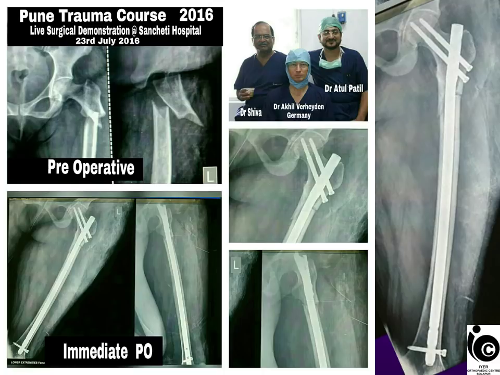This was a demonstration I did in Sancheti Hospital during the Pune trauma course in 2016. There was a narrow medullary canal. You can see because I have taken the piriformis fossa entry, I am able to insert an 11 millimeter nail without any problem. If I had taken a tip of the trochanteric entry, probably I should have been satisfied with passing a 9 millimeter nail. See, the working length has been reduced to such a great extent. So I am happy to do this surgery with a thick nail which gives biomechanical stability rather than a thinner nail.